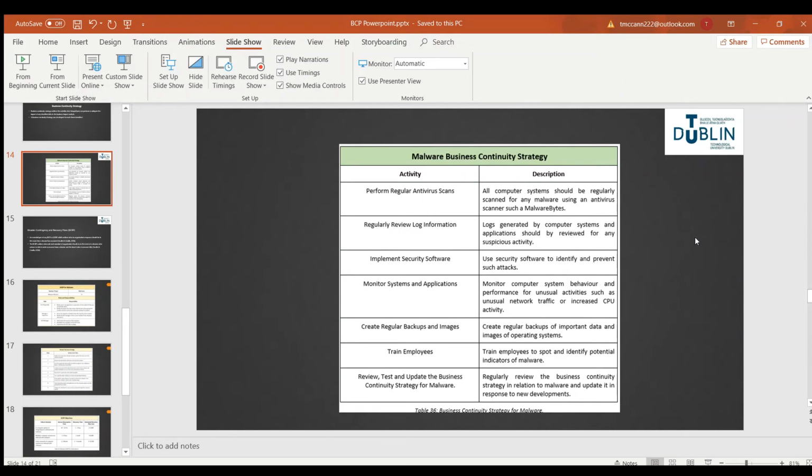This slide shows a business continuity strategy designed for IntegraQuest to help mitigate and avoid a malware infection. A list of activities and descriptions are provided which can be implemented by IntegraQuest to mitigate the impact of a risk or prevent it from occurring.